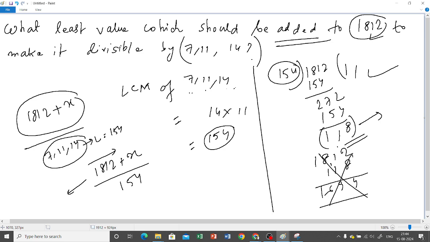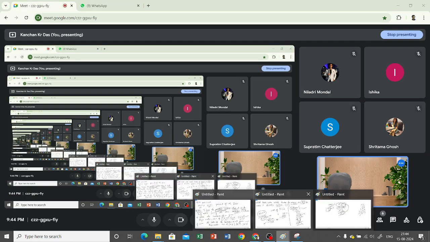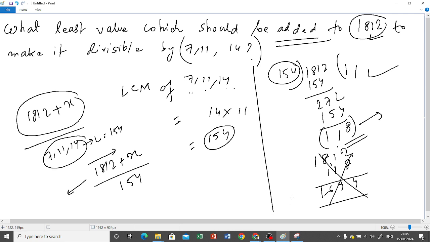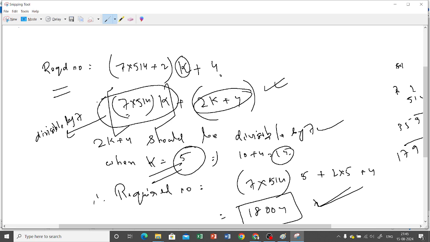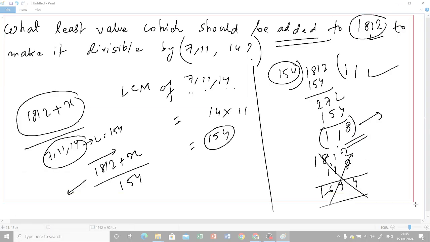Clear? Niladri, Ishika, Supratim. Yes sir, understood. Supratim, do you understand? Hello. Okay. Copied? All of you? Yes, sir.